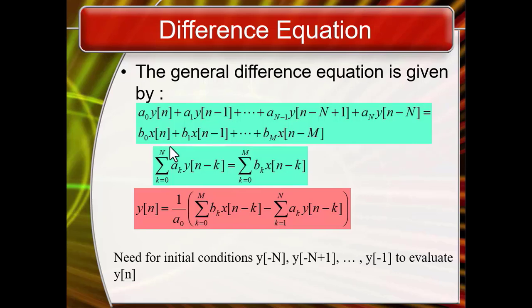And this can be generalized as summation k starts from 0 up to n ak y of n minus k is equal to summation k starts from 0 up to m bk x of n minus k, where ak is coefficient of y of n and bk is coefficient of x of n, and this can be generalized as y of n is equal to 1 over a naught summation k starts from 0 up to m bk x of n minus k minus summation k starts from 1 up to n ak y of n minus k. And the initial conditions are y of minus n, y of minus n plus 1, up to y of minus 1. These are the initial conditions.